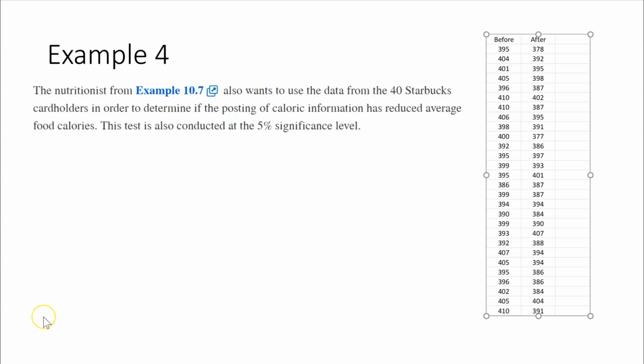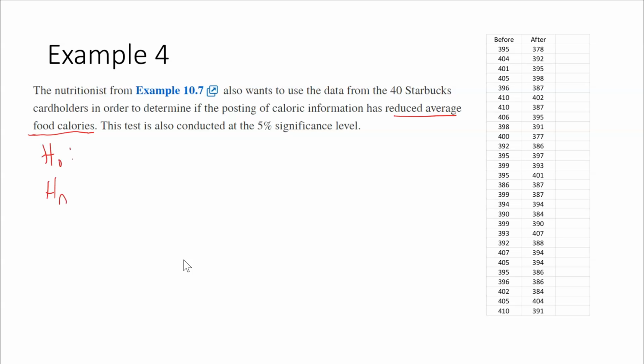This is our final example from 10.2, and we'll be using Excel. A nutritionist also wants to use the data to determine if the posting of the caloric information has reduced average food calories. So again, we need the null and alternative. We're still talking about calories here, and they want to know if they're reduced.